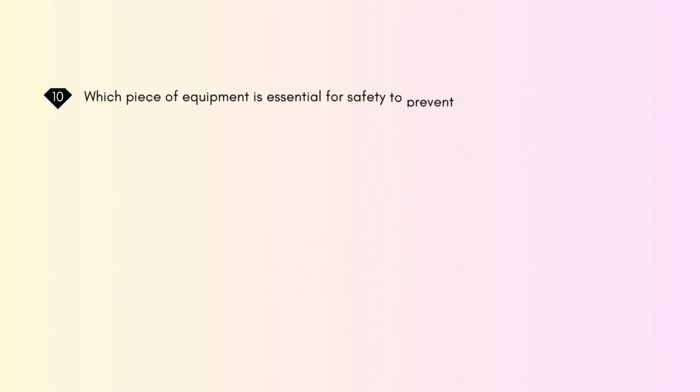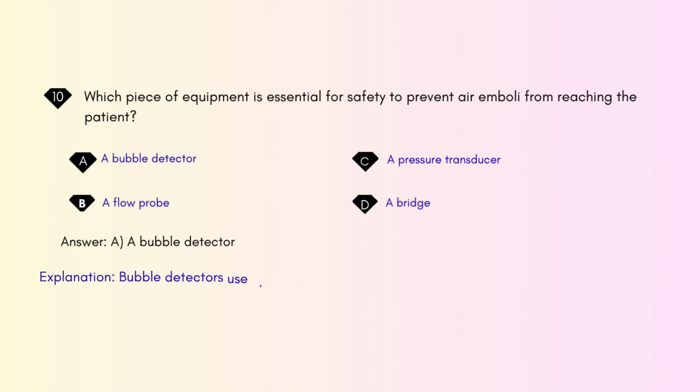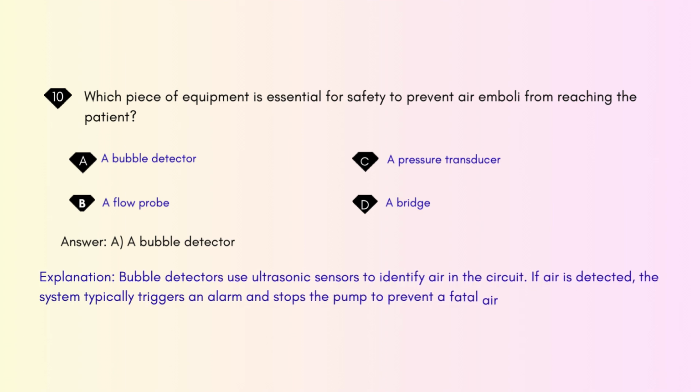Which piece of equipment is essential for safety to prevent air emboli from reaching the patient? A. A bubble detector. B. A flow probe. C. A pressure transducer. D. A bridge. Answer: A. A bubble detector. Explanation: bubble detectors use ultrasonic sensors to identify air in the circuit. If air is detected, the system typically triggers an alarm and stops the pump to prevent a fatal air embolism.